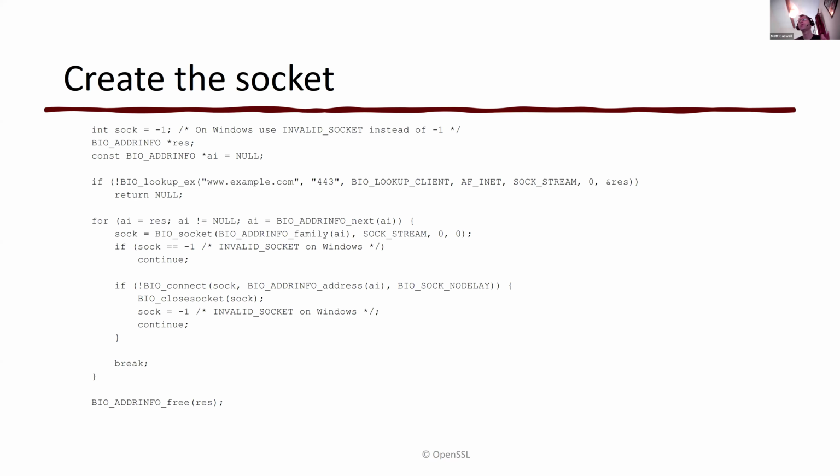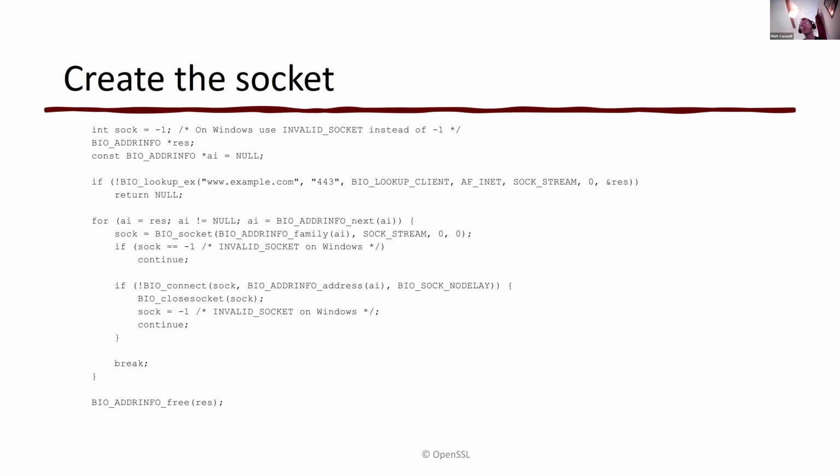Okay, so here's the code to create a socket. I'm using the OpenSSL portable APIs for this. So let's just look at that code. One of the first steps is we call this function BIO_lookup_ex, which looks up the IP address of the host that we're interested in, which is www.example.com. We're going to connect on port 443. So let's look up what the IP address is.